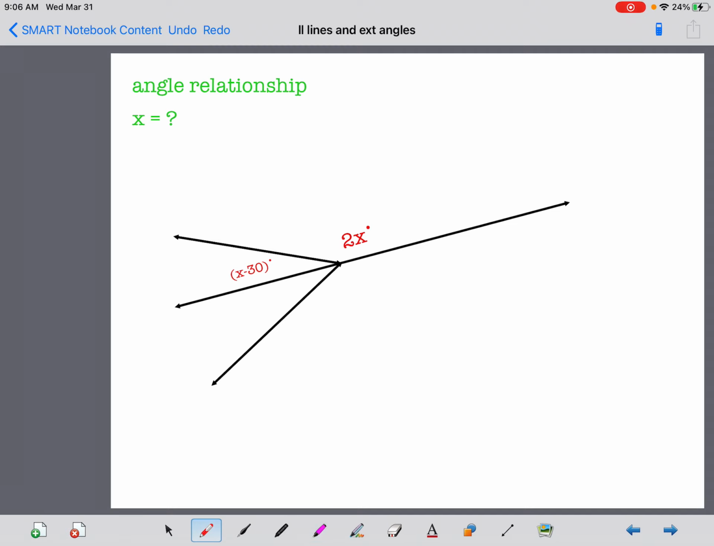Okay, so the first thing we want to do is identify the angle relationship. How are these angles related? And if we look at this, hey, they're on the same line together. And if I connect their angle arcs, they make that nice rainbow shape. This is a linear pair. And what do I know about linear pairs? Well, I know that linear pairs are supplementary, so they add up to 180 degrees.